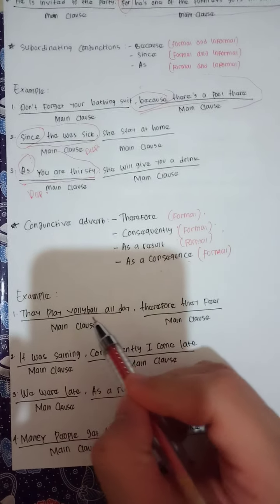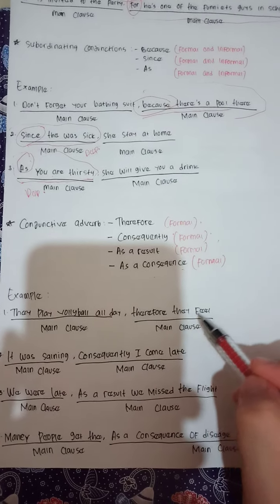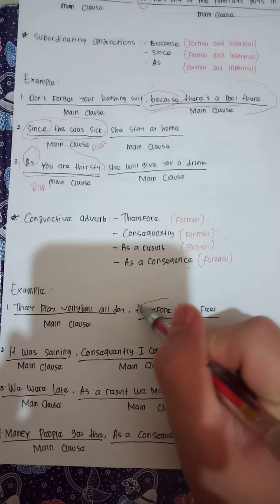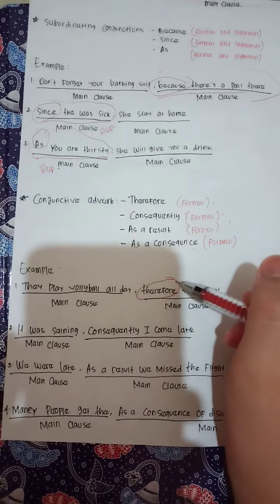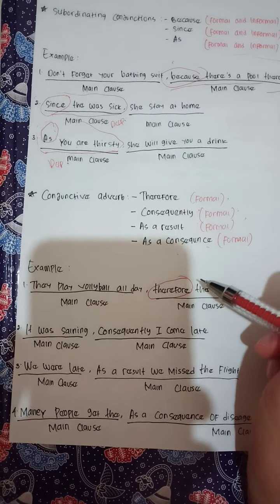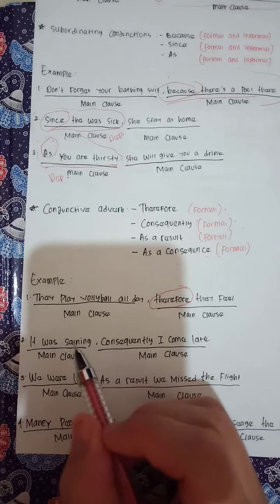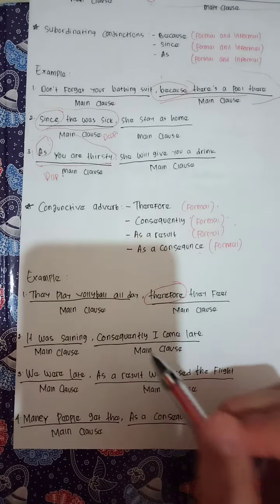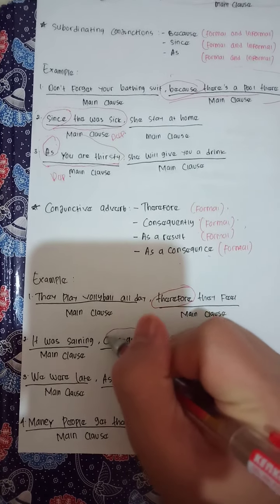they played volleyball all day. Therefore, they failed. This is the first, "therefore". The second example uses consequently: I was sleeping. Consequently, I came late. The first "consequently".